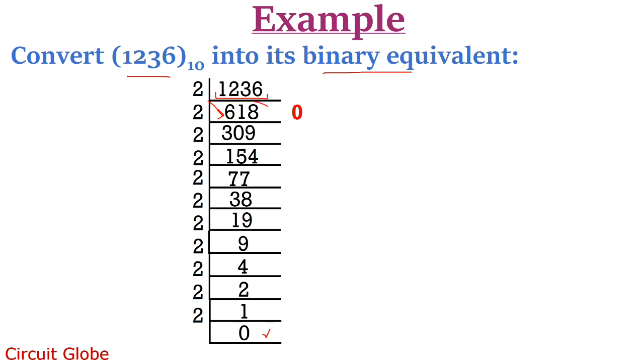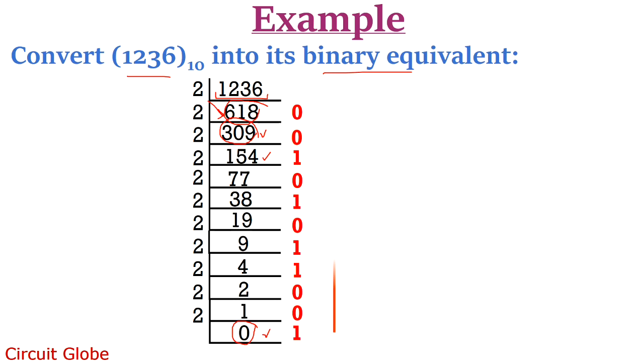Further, this 618 is to be divided by 2. So in this case, the quotient is 309 and the remainder is again 0. Further, when this 309 is divided by 2, then we'll get 154 as the quotient and 1 as the remainder. And in the same way, the continuous division is to be performed and the remainder must be noted down. And as this process is continued till the time the quotient becomes 0, so once the quotient is 0, then finally we have to collect the remainder terms and write the binary equivalent.